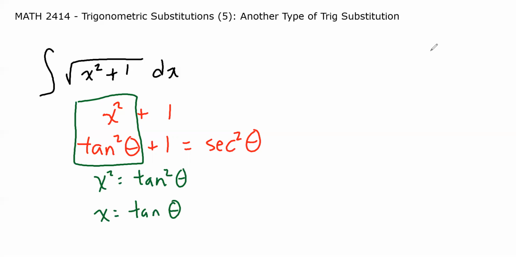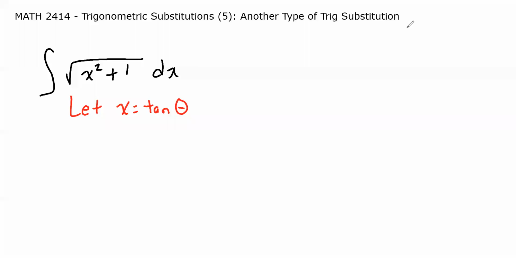And again, when the time is right, and I believe that's video 7, we'll categorize this approach, but let's figure it out first. All right, so based on trying to match the addition problem to half of a Pythagorean identity, we're going to try x equals tangent theta. Let's try it. All right, so we're going to use x equals tangent theta.